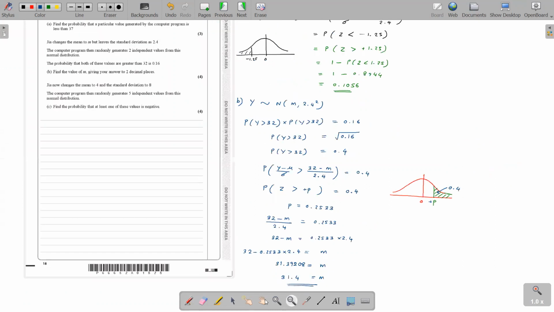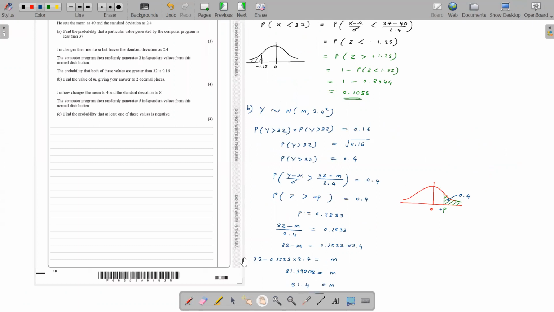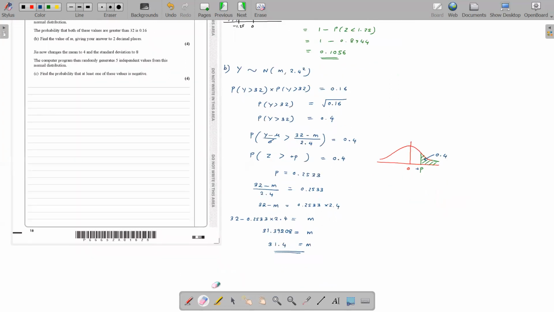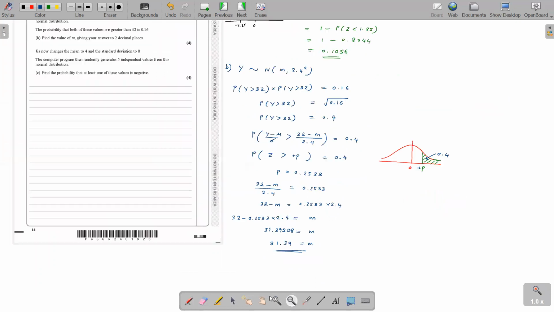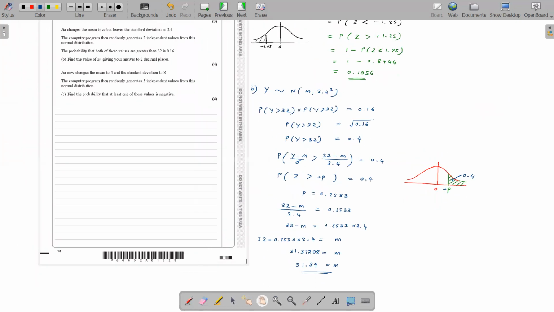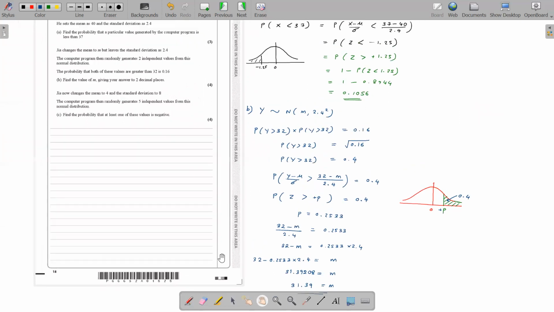Okay, so this is the m value. They want to find the value of m, giving your answer to 2 decimal places. So what is the answer to 2 decimals? 31.39, right? So this is the answer, 31.39 to 2 decimals. Okay, then let's go to the next part.